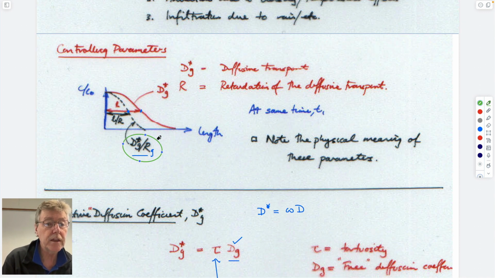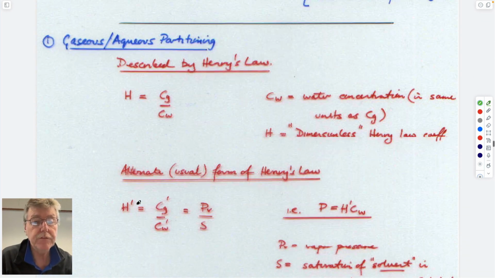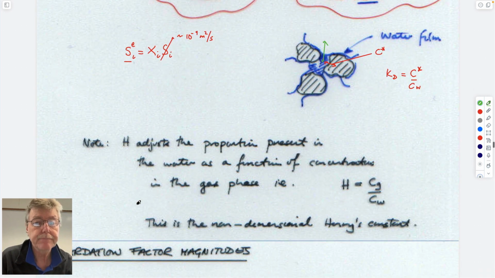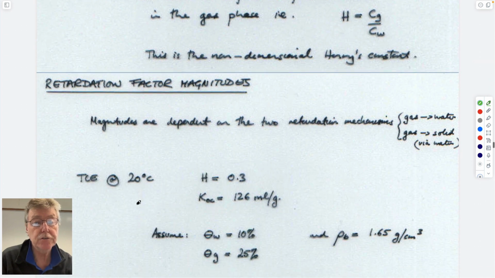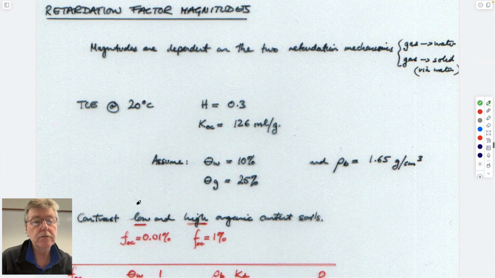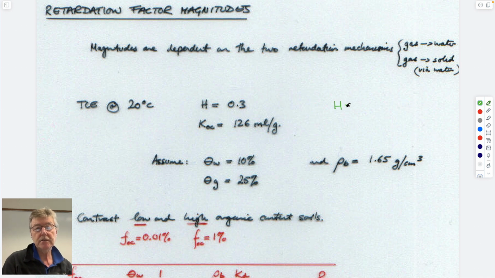If you're looking at how quickly it would travel in the continuous air phase from a source to some compliance point, then it's controlled by this retardation factor and this diffusion coefficient. And you have the equations to be able to do that. Okay, so that's a key issue. If we look at magnitudes of those, we can calculate this non-dimensional Henry's law coefficient, the concentration in gas over the concentration in water. We'll come back to this later.